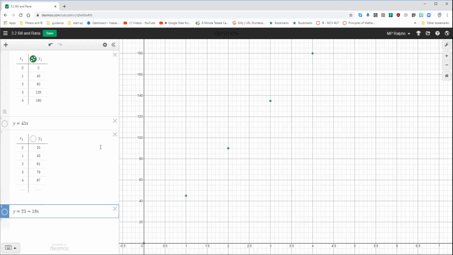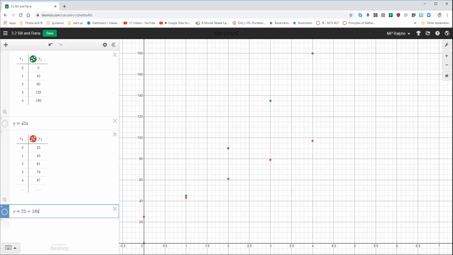I guess I'll go, no, I won't go back just yet. Here we'll now plot the graph of Bill's repair service. So at 0 hours of work, he's charging $25. Along the x-axis is the number of hours. 0 hours is $25, and then 1 hour of work, he'll charge $43.